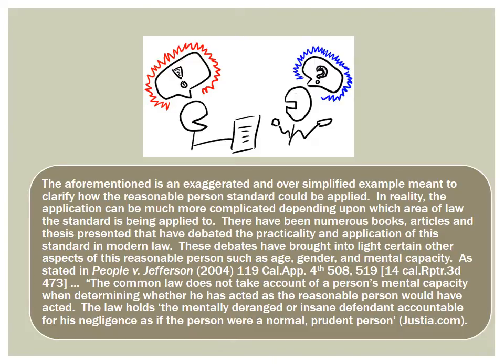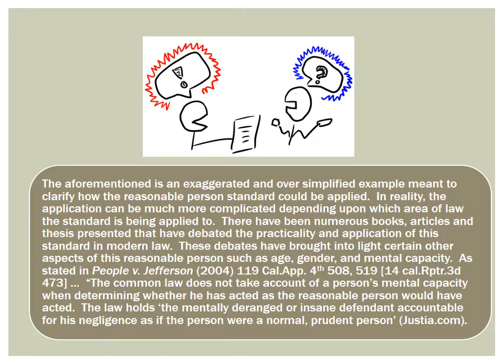The aforementioned is an exaggerated and oversimplified example meant to clarify how the reasonable person standard could be applied. In reality, the application can be much more complicated depending upon which area of law the standard is being applied to. There have been numerous books, articles, and theses presented that have debated the practicality and application of this standard in modern law. These debates have brought into light certain other aspects of this reasonable person, such as age, gender, and mental capacity.